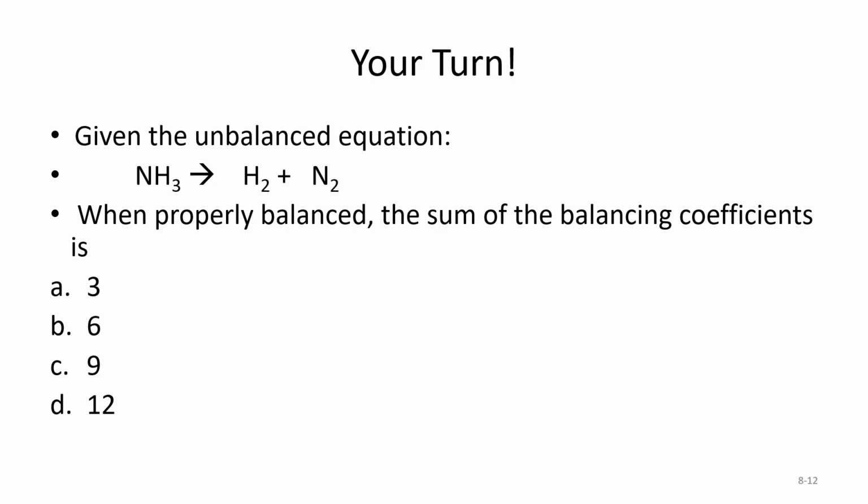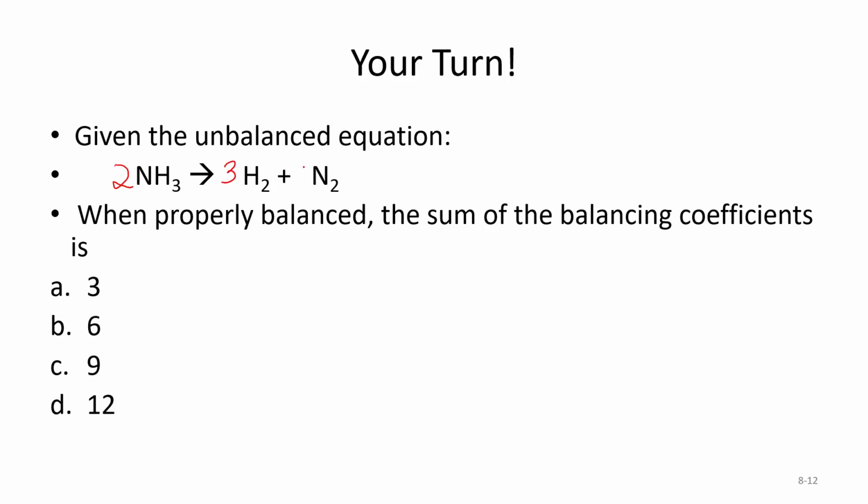So here's another example. Given the unbalanced equation, when properly balanced, the sum of the balancing coefficients is... So now we're going to balance this one. On the left side, we have 1 nitrogen. On the right side, we have 2 nitrogen. So in order to balance this, we're going to put a number 2 in front. On the left side, we have 2 times 3, which gives us 6 hydrogen. On the right side, we only have 2 hydrogen. So in order to balance this, we're going to write the number 3 in front of here.